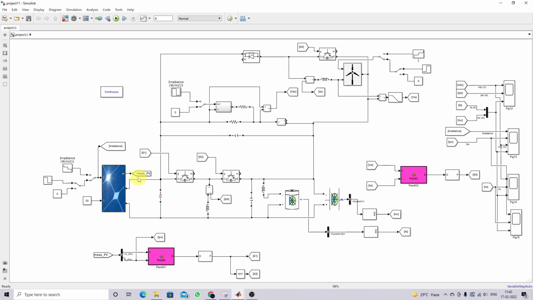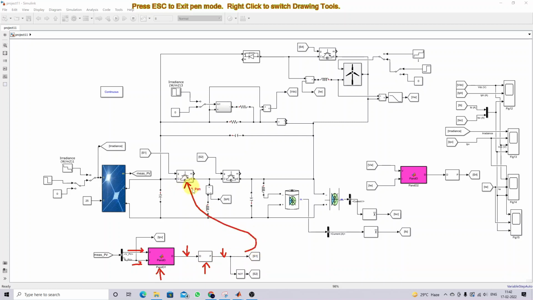Here we are measuring the PV, and you have to measure the PV voltage and current. It will be processed via the P&O MPPT and it will generate the duty cycle, and then finally it is processed via the PWM generator. It will generate the pulse. This pulse is going to be given to the switches S1 and S2.